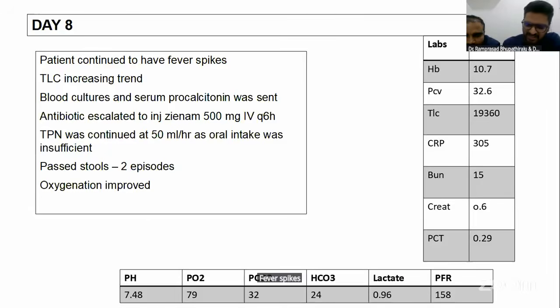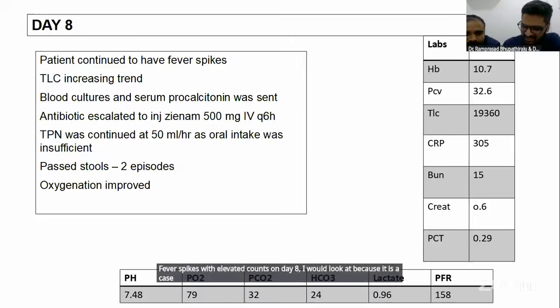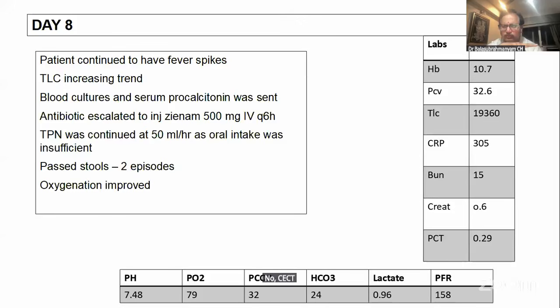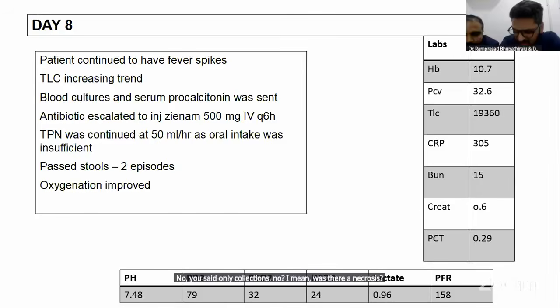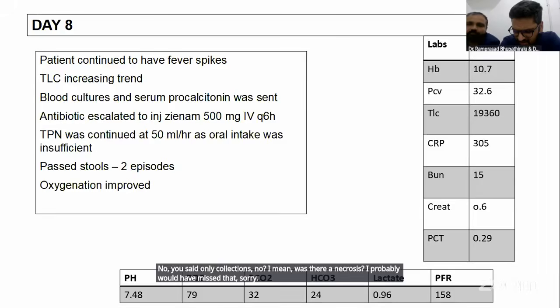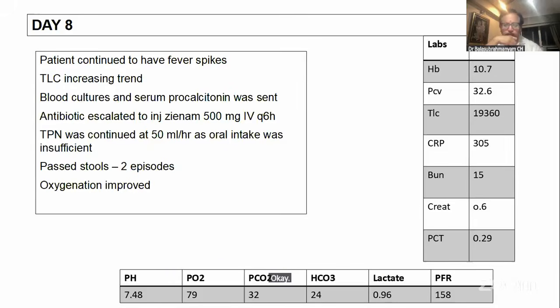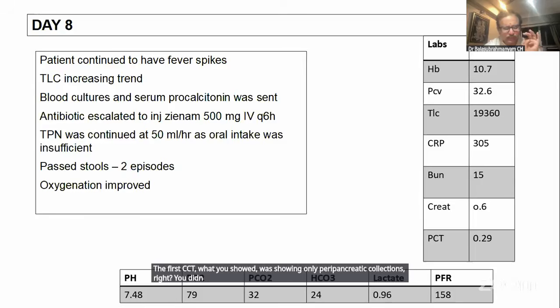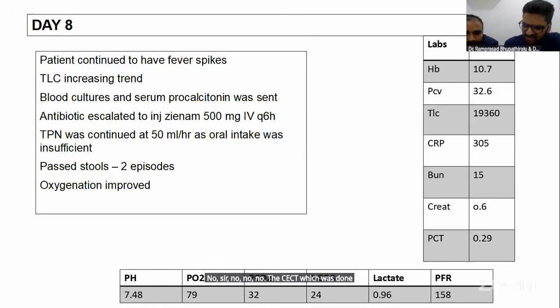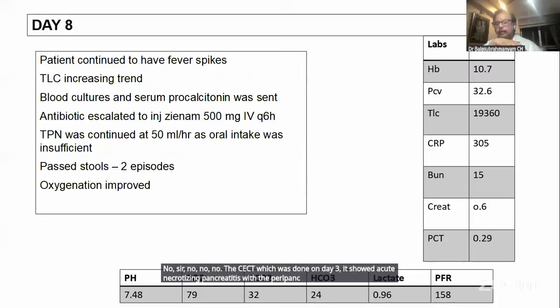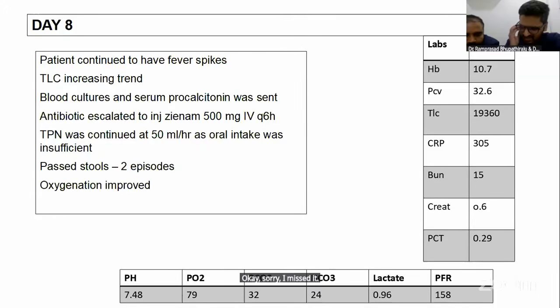Fever spikes with elevated counts on day 8, because it is a case of necrotizing pancreatitis, I would think of infected necrosis. CECT showed necrosis, sir. No, you said only collections, no? I mean, was there a necrosis? I probably would have missed that slide, sorry. The first CECT, what you showed, was showing only peripancreatic collections, right? You didn't comment anything about necrosis at that point. No, the CECT which was done on day 3 showed acute necrotizing pancreatitis with the peripancreatic collections, sir. Okay, sorry, I missed out. Yes, I would think of infected necrosis, sir. So that is the reason we have escalated antibiotics to carbapenems.